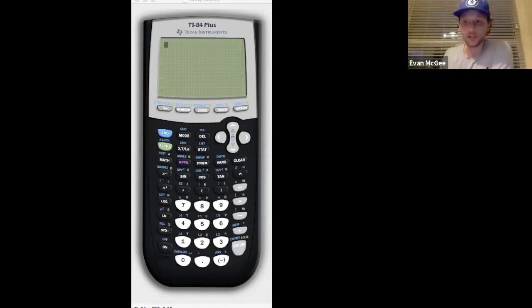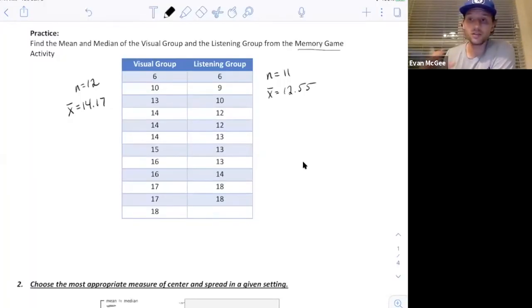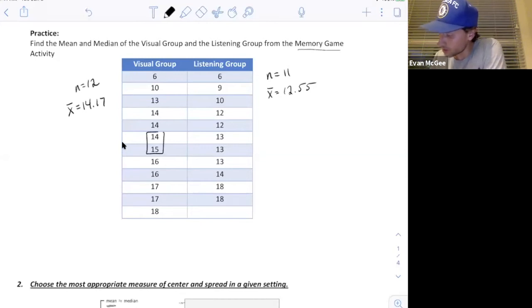So the median, the first step is to put everything in order from smallest to largest. I put them in order already for you, so you don't have to redo it. If there are 12 in this first data set, then I will know it's an even number. It will be the average of the middle two. So that should be the 6th and the 7th values. So 14 and 15.